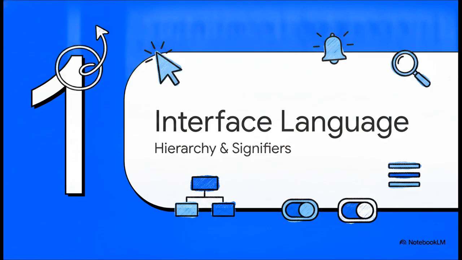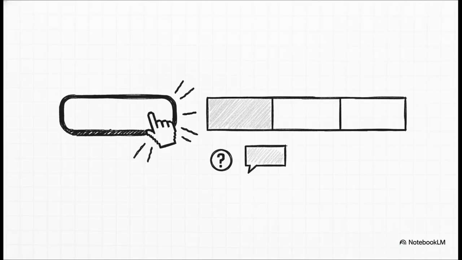Part 1. The language of interfaces. It's all about establishing hierarchy and signifiers. Okay, so it's kind of fascinating how affordance actually works in design, right? Users intuitively know how things work through visual signifiers.